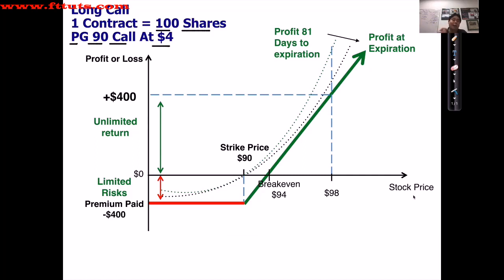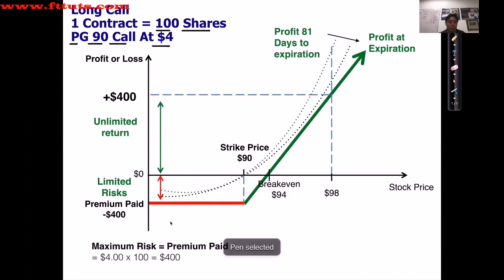Number one, what's our maximum risk in this trade? Again, when you buy a call, the maximum risk is the premium that you pay. So what's the premium that you pay in this case? $4, multiplied by 100 shares. Remember, one contract is 100 shares. So your maximum risk would be $4 multiplied by 100 shares. That's $400. The moment you know your maximum risk, you would state it over here, which is the bottom of the Nike sign, right?